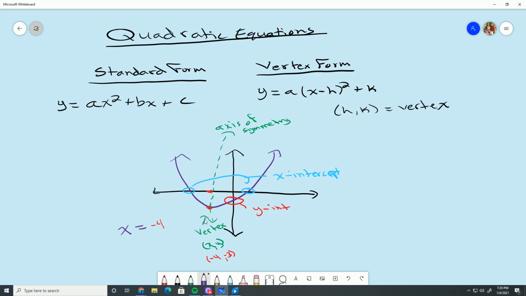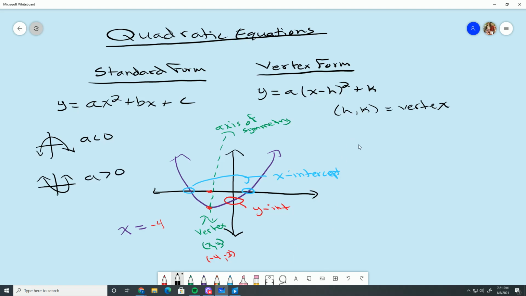So I'll just show you over here on the side. I'll just draw something so that you remember. If the parabola is opening down, that means A is less than 0, meaning it's negative. If the parabola is opening up, that means your A is greater than 0, meaning it's positive.